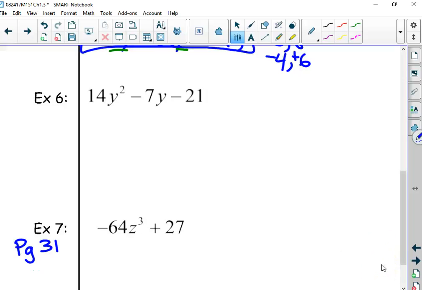Okay, on to example 16. I noticed that 7 is divisible into each term, so let's factor a 7 out. And I'm going to factor a positive 7 because my y squared is positive. I want it to stay that way.